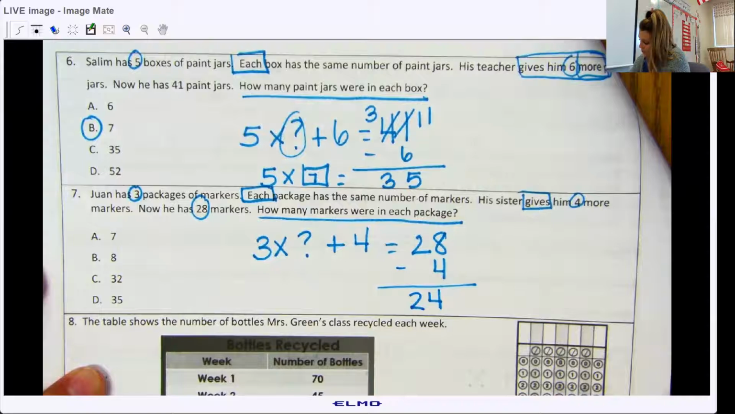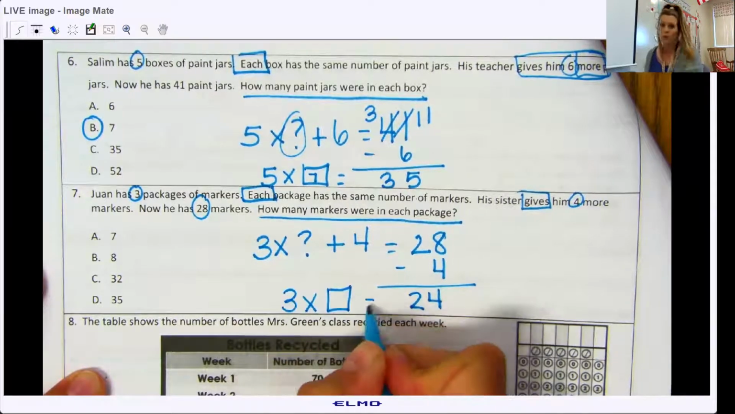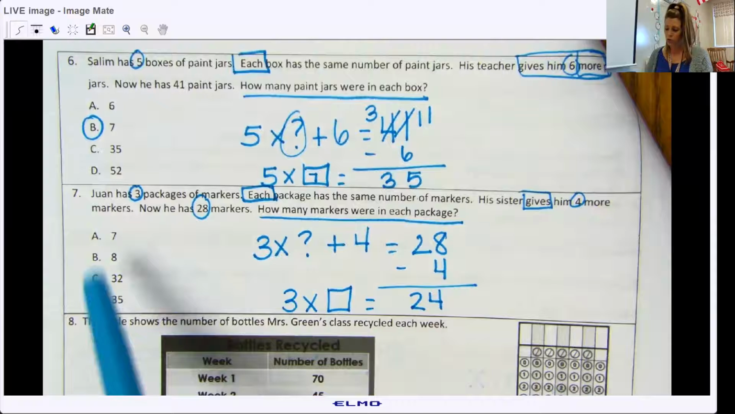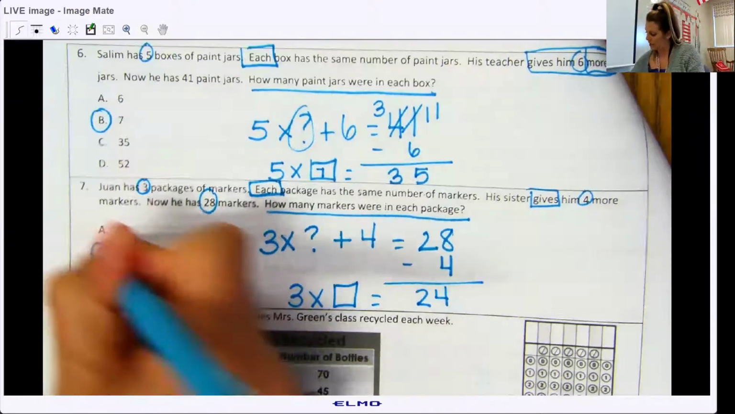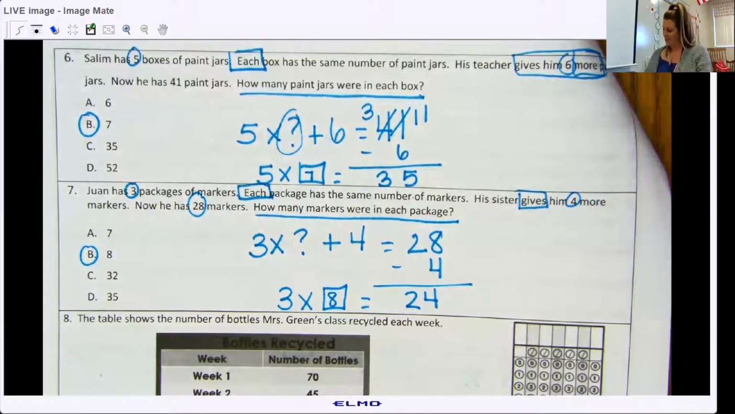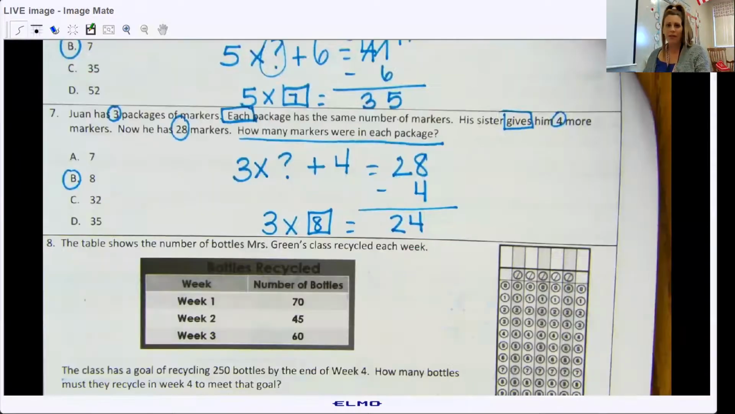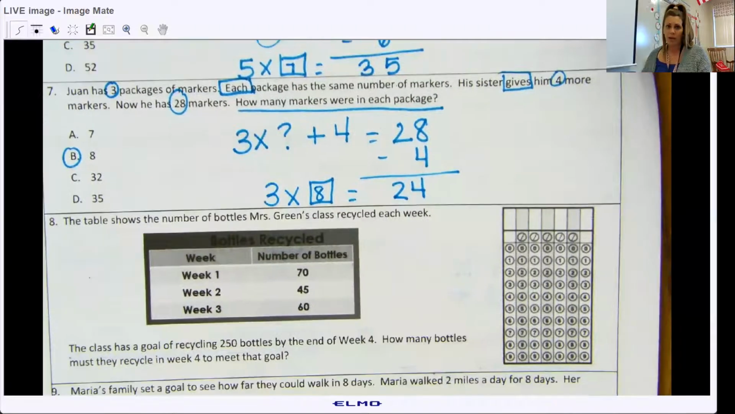24, right? So now we have 3 times blank equals 24. Do you see that answer choice? What is it? You should have picked 8. Yes, I hope so. All right, 2 more together, and then I'm sending you to do 1 more on your own. Let's go ahead and look at number 8.